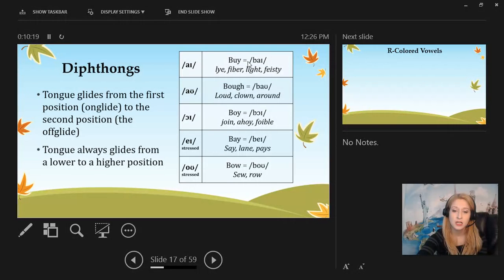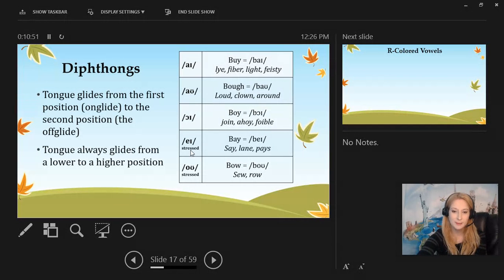The first one, for example, makes the I sound, like by, lie, fiber, light, feisty. The second one makes the aw sound, the owl sound: loud, clown, around. Hear that owl sound. The next one is oi, as in boy, join, ahoy, foible.